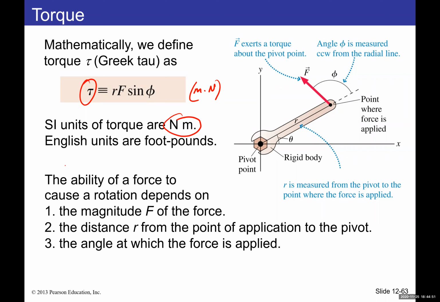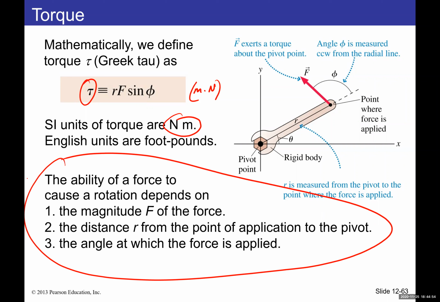Okay, again, let's summarize it. The ability of a force to cause rotation depends on the magnitude of the force, the distance r from the point of application to the pivot, and the angle at which the force is applied. So what we can see here is our ability to rotate is much more complicated than our ability to push something, right? That's why in linear systems, things are a little bit simpler. In rotational systems, it's more complicated. Not only force, but how far away the force is from the pivot and what its orientation is.